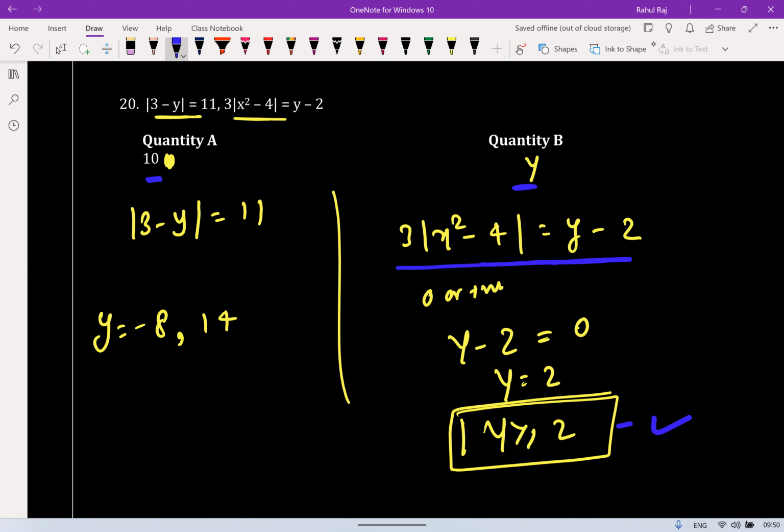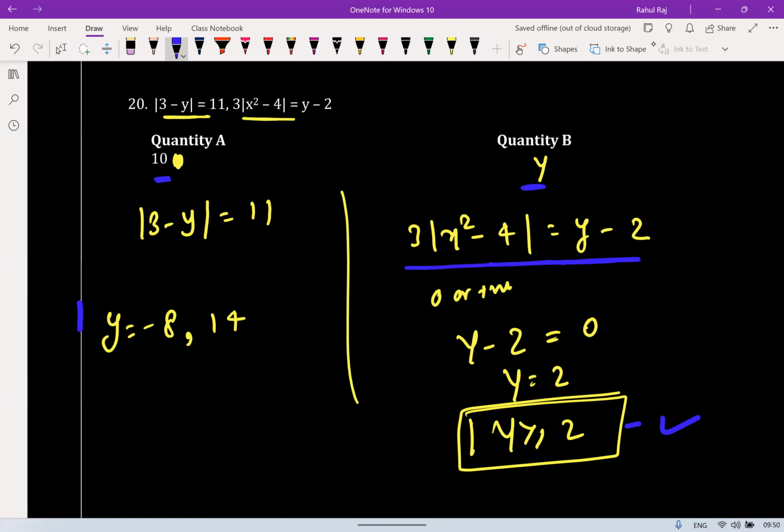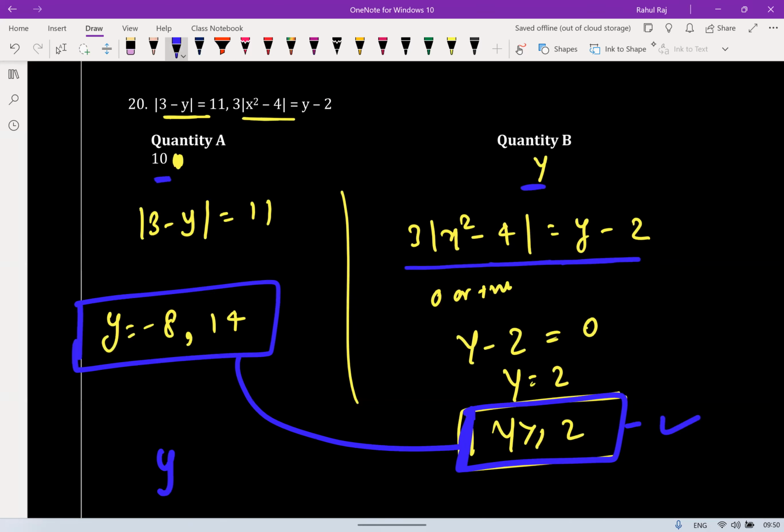That's it. So now, if you can come down to this conclusion, the answer has to be D. If y is greater than or equal to 2, Alexa, and option number 1 says y is equal to −8 or 14, when you combine, what do you get? y is equal to 14, or not?